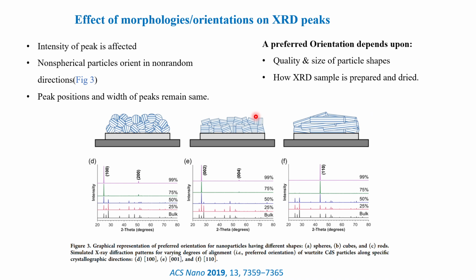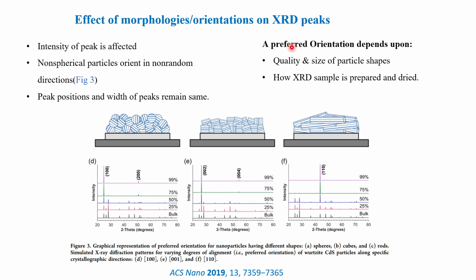That is the effect of morphology or orientation on the XRD peak. Our crystals may have different orientations and morphologies, which also impact the XRD peak. Basically it impacts the intensity of the peak. For example, non-spherical particles orient in random directions, so they have some preferred orientations, and that affects the intensity of that particular family of planes. The peak position and the width of the peak remain the same. It doesn't matter which orientation our crystals have; their position and width of the peak will be the same as characterized by those particular crystals.